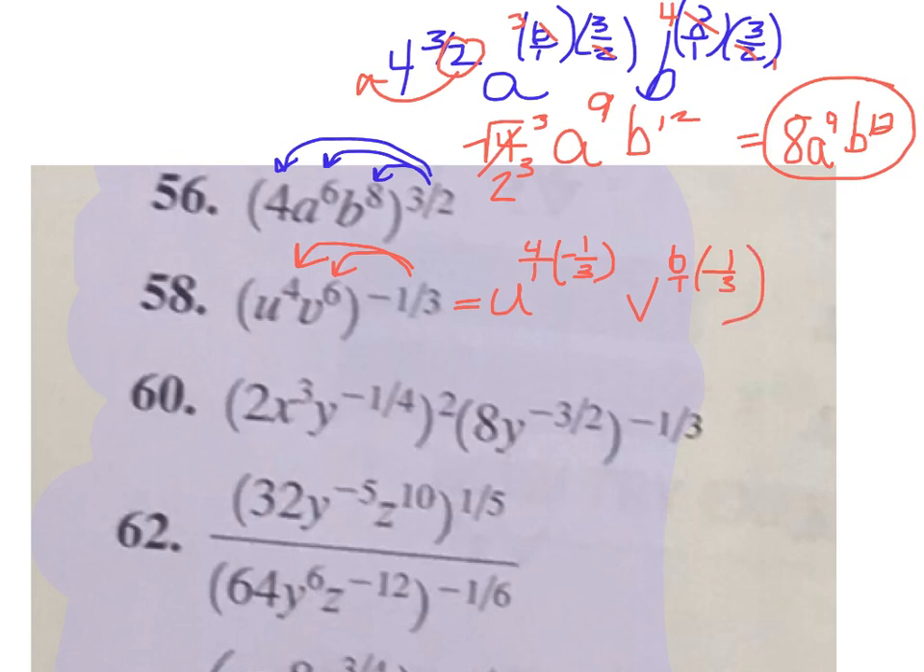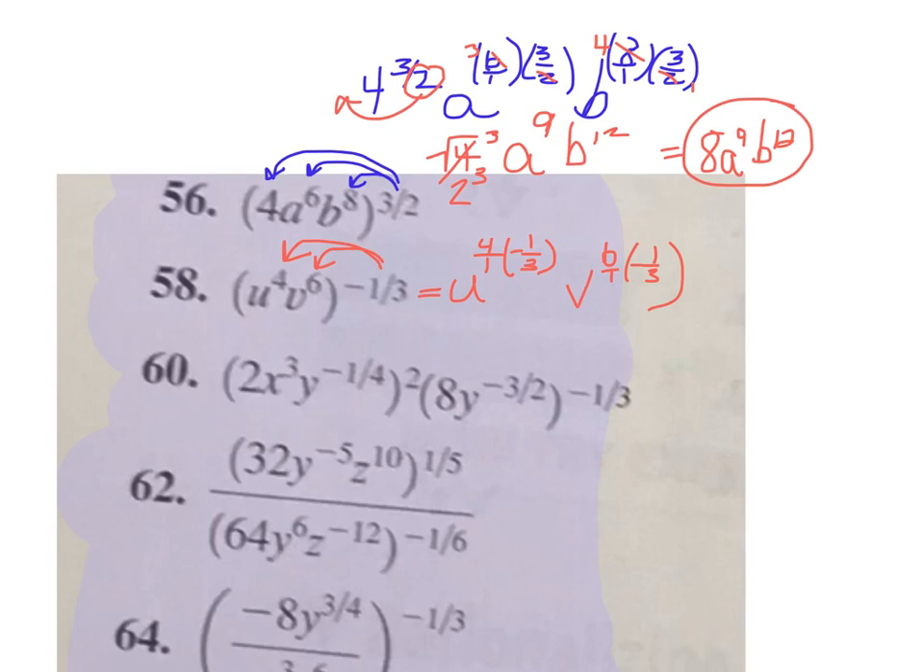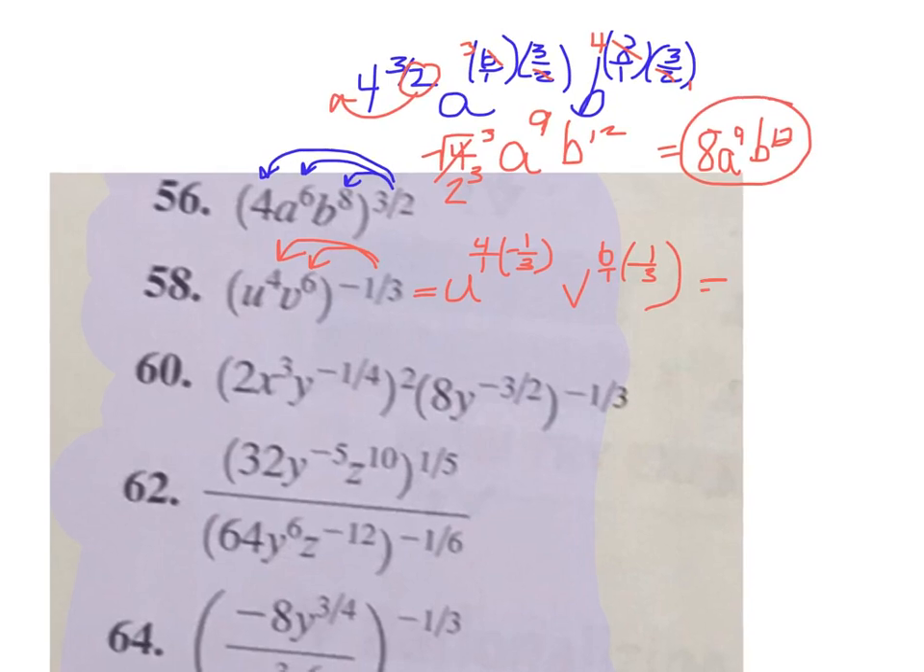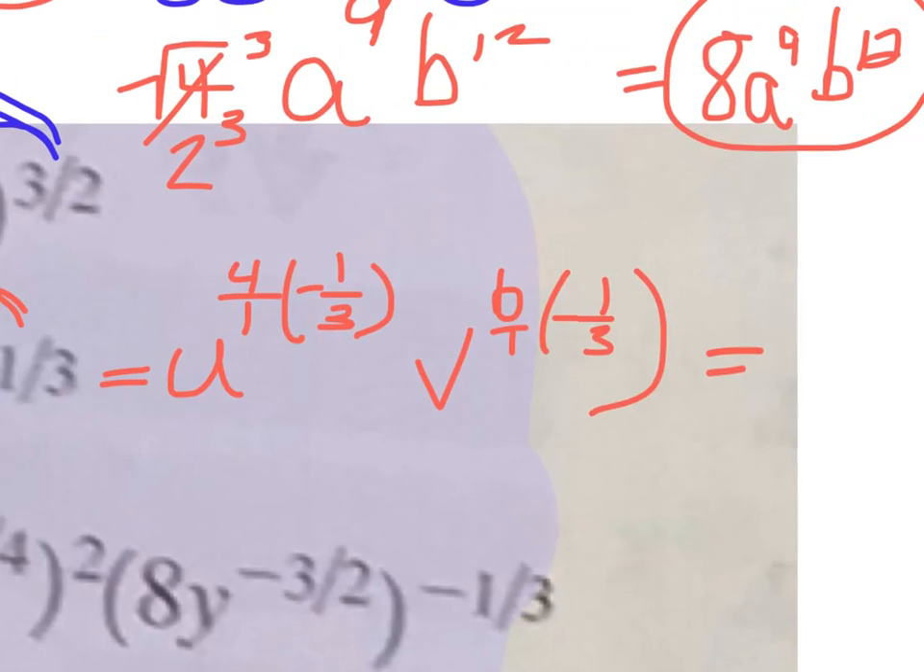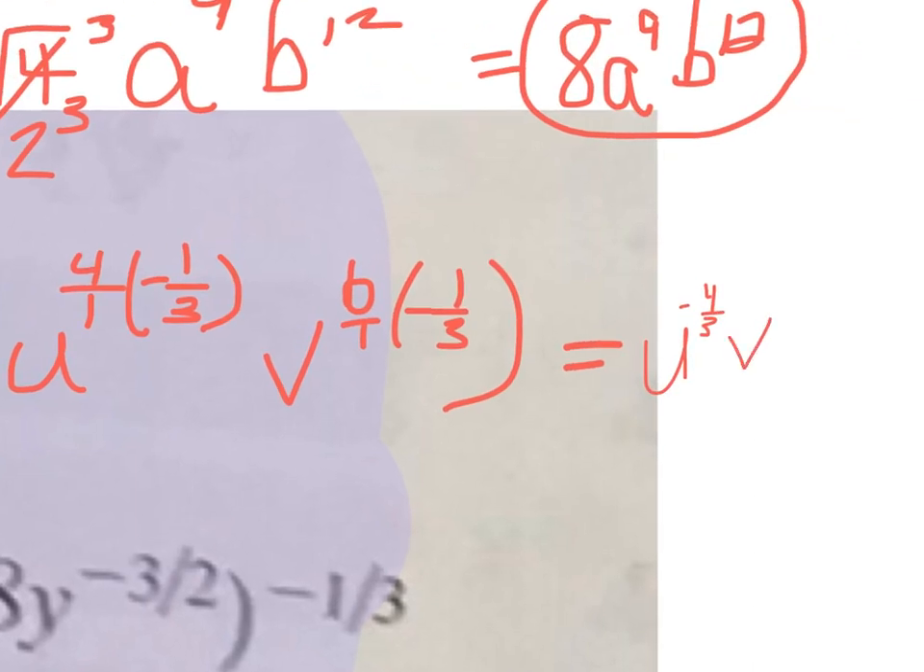Can I simplify anything with that 4/1 times negative 1/3? Yeah, you can, the negative exponent. Right, but can I simplify the numbers? No, so this is just it. This is going to be u to the negative 4/3, v to the what? 6/1 times negative 1/3, negative 6/3, which becomes what? Negative 2.